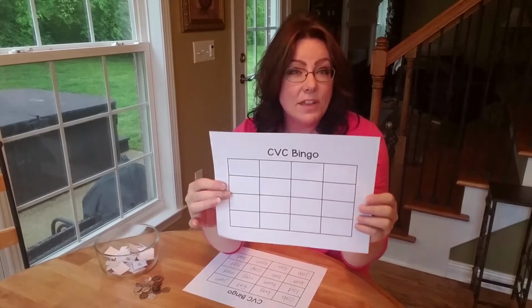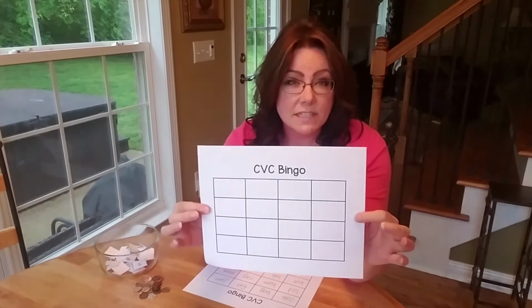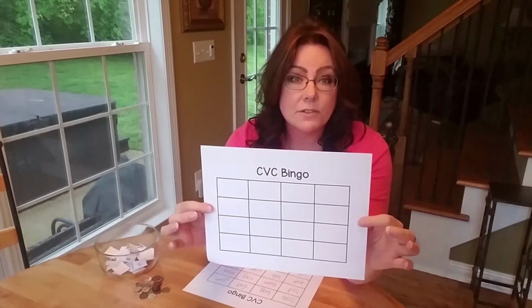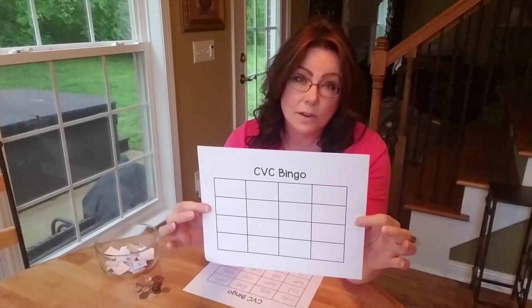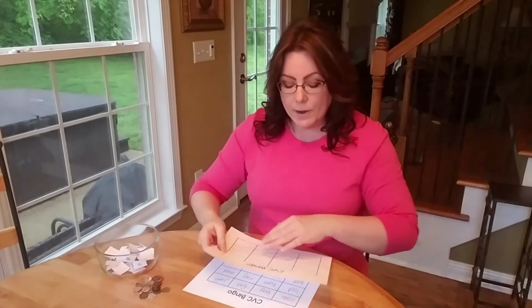Now, if you think that's a little overwhelming for your child, if 16 words seems like too many, then you can always do a 3x3 grid, and that would give you 9 words instead. So the way you're going to start the game is you're going to choose your list of 16 words, and then you're going to call them out to your child, and they're going to write it on their game board.